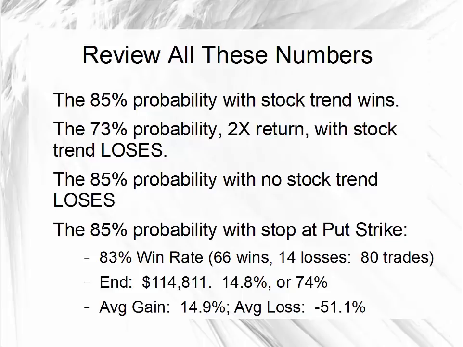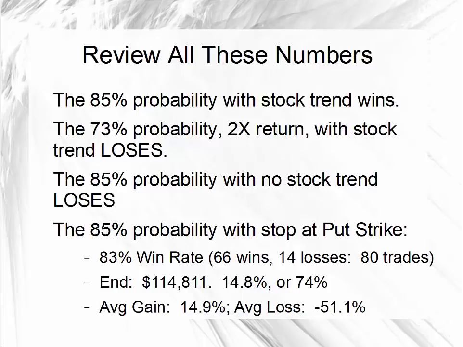That lowers the win ratio down to 83%, 66 wins and 14 losses over 80 trades. But the ending over that same time frame, January 1st, 2018 to December 29th, 2018, was $114,800, 14.8% return, or we could say a 74% return on the $20,000 that was allocated in that portfolio. The average gain, of course, on the winners was 14.9%, and using that stop, even though we lowered the win ratio, we also lowered the average loss to 51.1%.